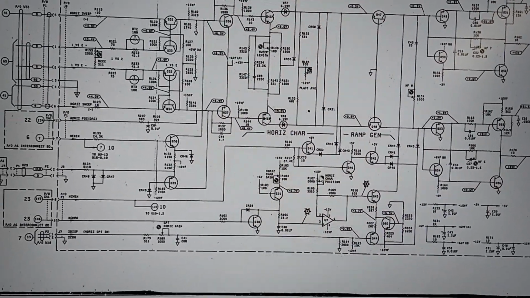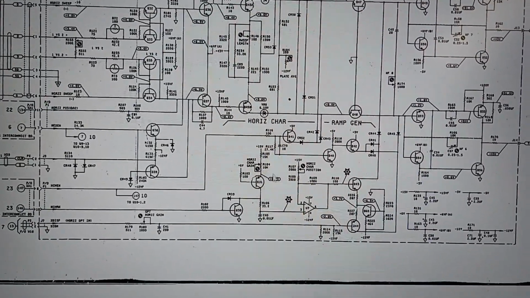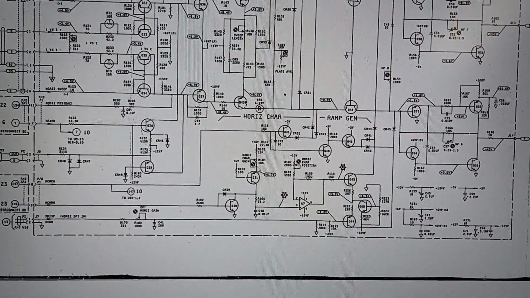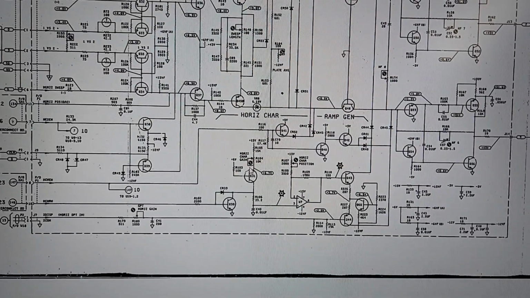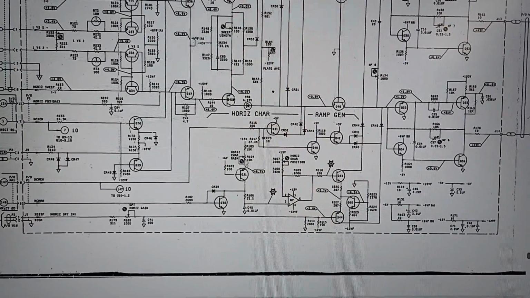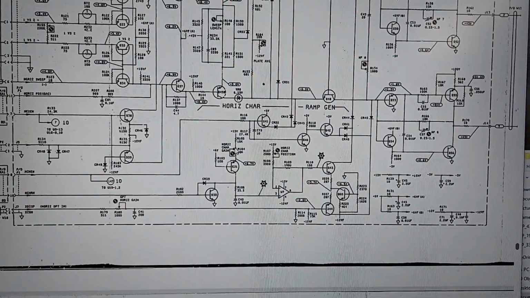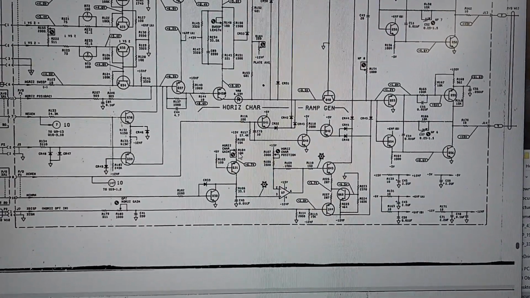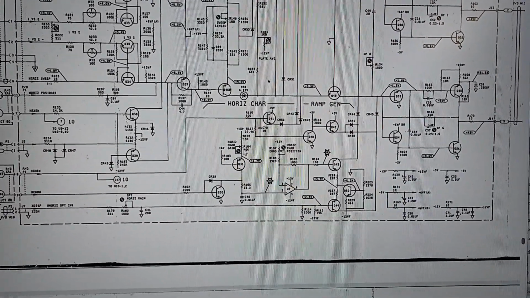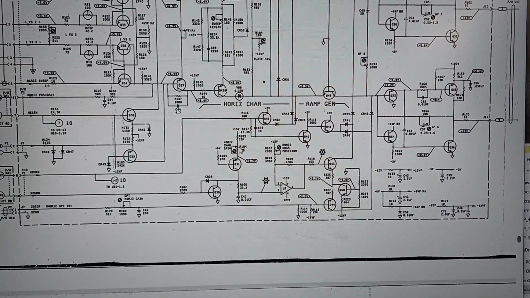oscilloscope. So here we have the horizontal character ramp generator. Now, initially I thought it may have been this trimmer here, because this is where you set your ramp voltage. I moved this back and forth several times while the condition was happening, and it didn't work. It was functional, but it was not taking care of the problem.